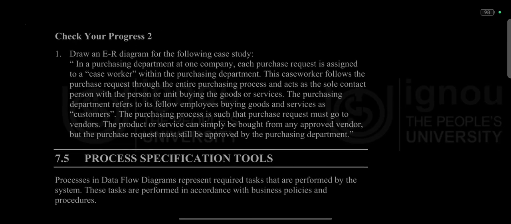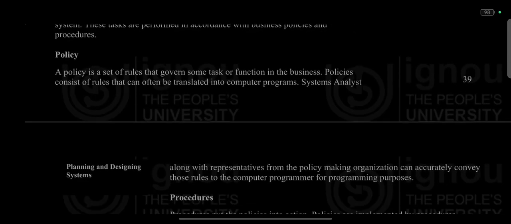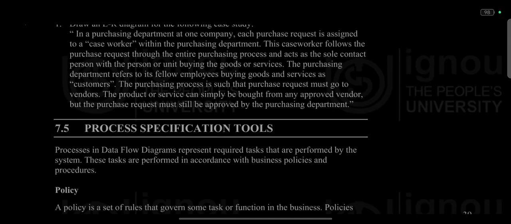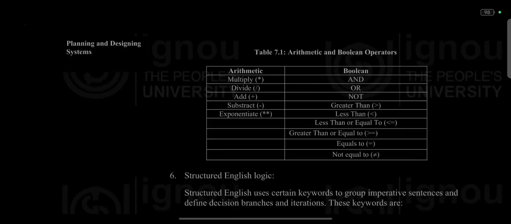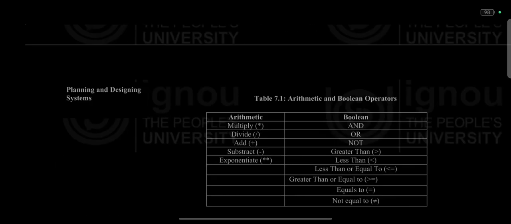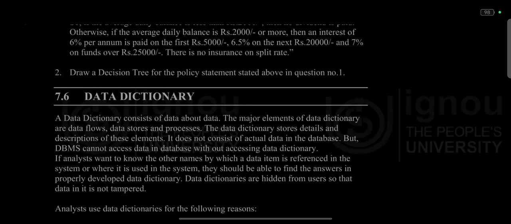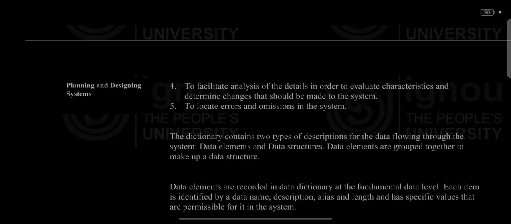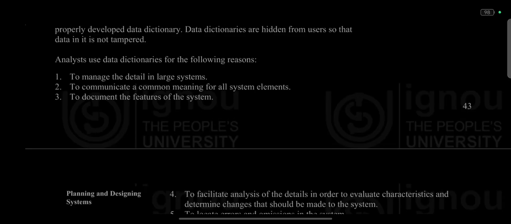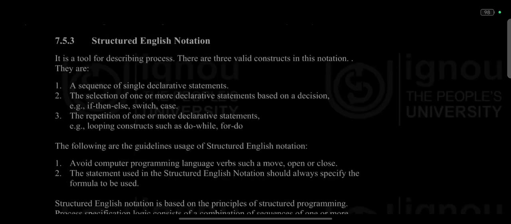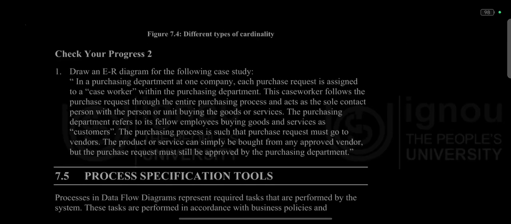So here we come to the end of check your progress 2, and the answer will be available in the description soon. So you can check from there, and from here let's see how much is left. Check your progress 3, and we have data dictionary also, then comes the summary. In the next lecture or session we will complete the whole unit. Okay, so thank you, until then keep exploring.